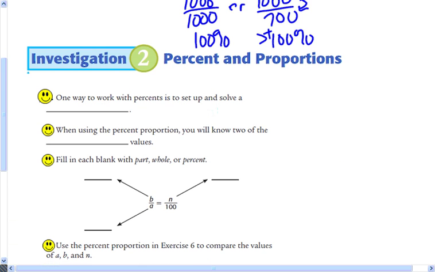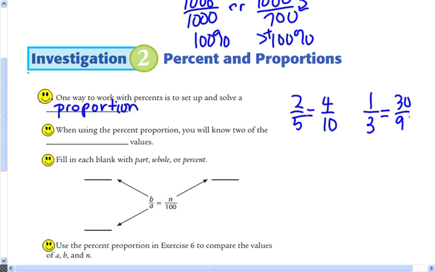All right, one way to work with percent is to set up and solve a proportion. And a proportion, by definition, is just two equal ratios. So like 2/5 is equal to 4/10, that's a proportion. 1/3 is equal to 30 out of 90, that's a proportion. When using the percent proportion, you will know two of the three values.